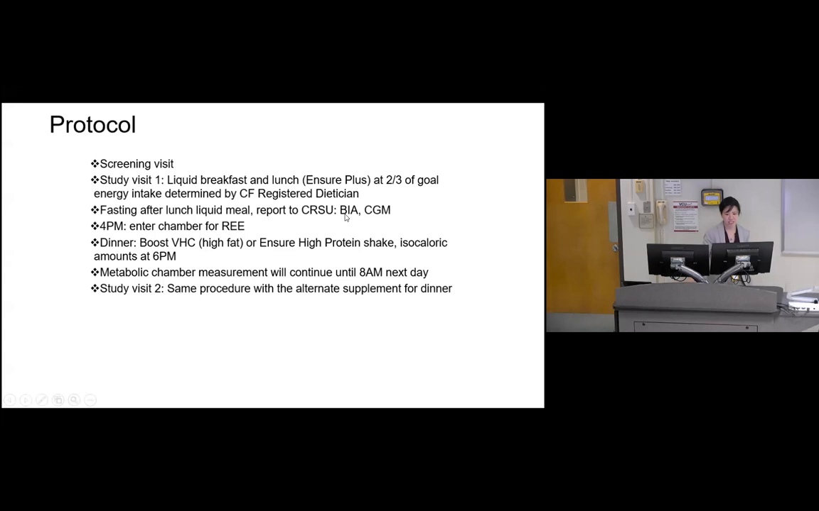Measurements that we would propose to get at the beginning are bioimpedance analysis to get the best estimate of body composition and placement of a continuous glucose monitor to look at glycemic excursion in response to these meals. So patients will either get a high fat or high protein liquid meal, depending on which study visit of the protocol they're in. And then they just relax overnight until 8 a.m. the next morning, and that gives us an adequate amount of time to measure the effect of their meal, and get a sense of their resting energy expenditure as well.